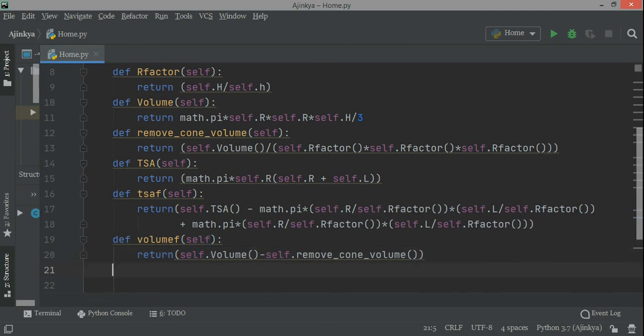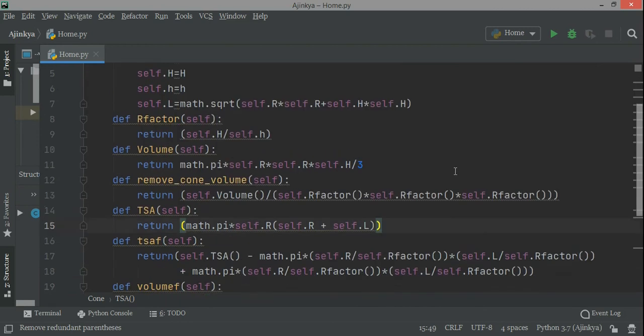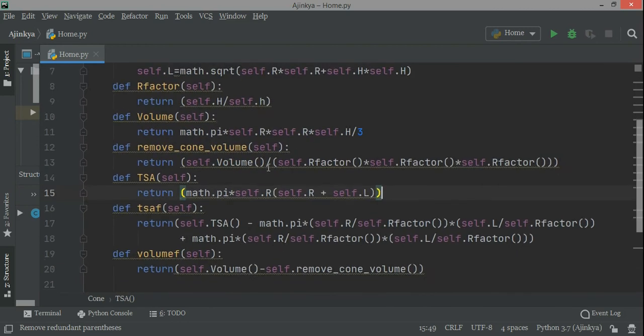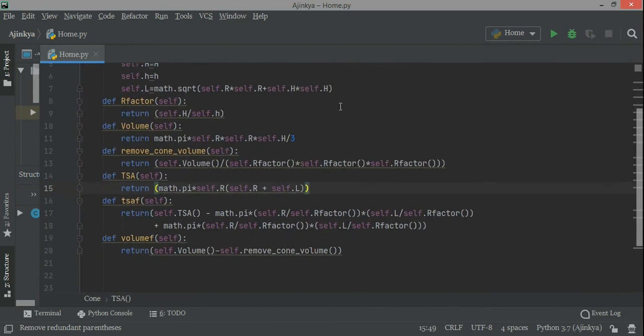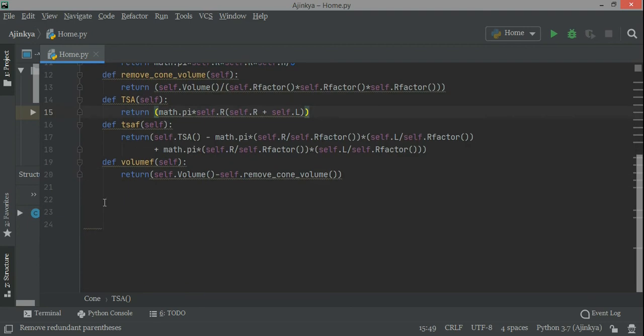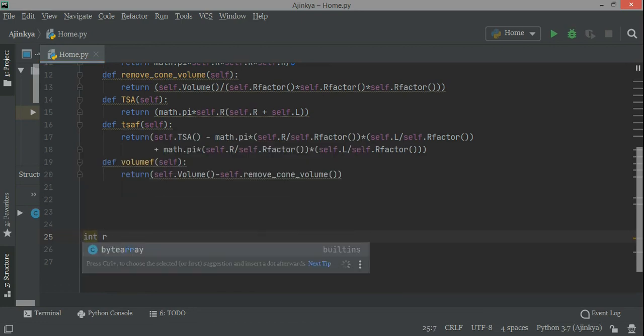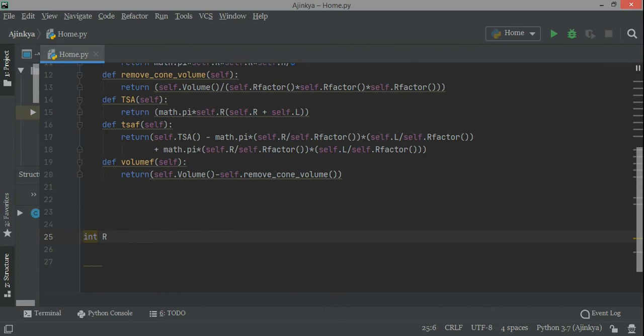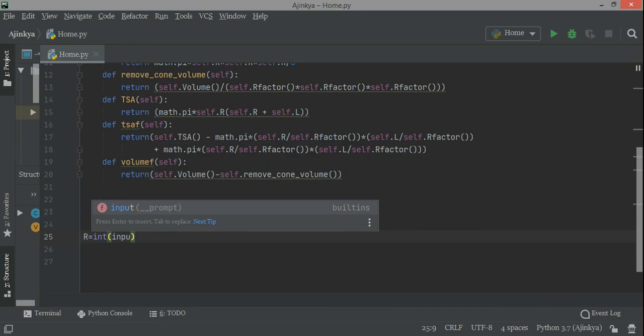Okay, now the main part, let me receive some information from the user. One by one I will receive the capital R, that is the radius of the given cone, and then the capital H, which is the height of the given cone, and then the small h, meaning the height from the top, from where the smaller cone is removed to make it a frustum. So capital R, capital H and small h.